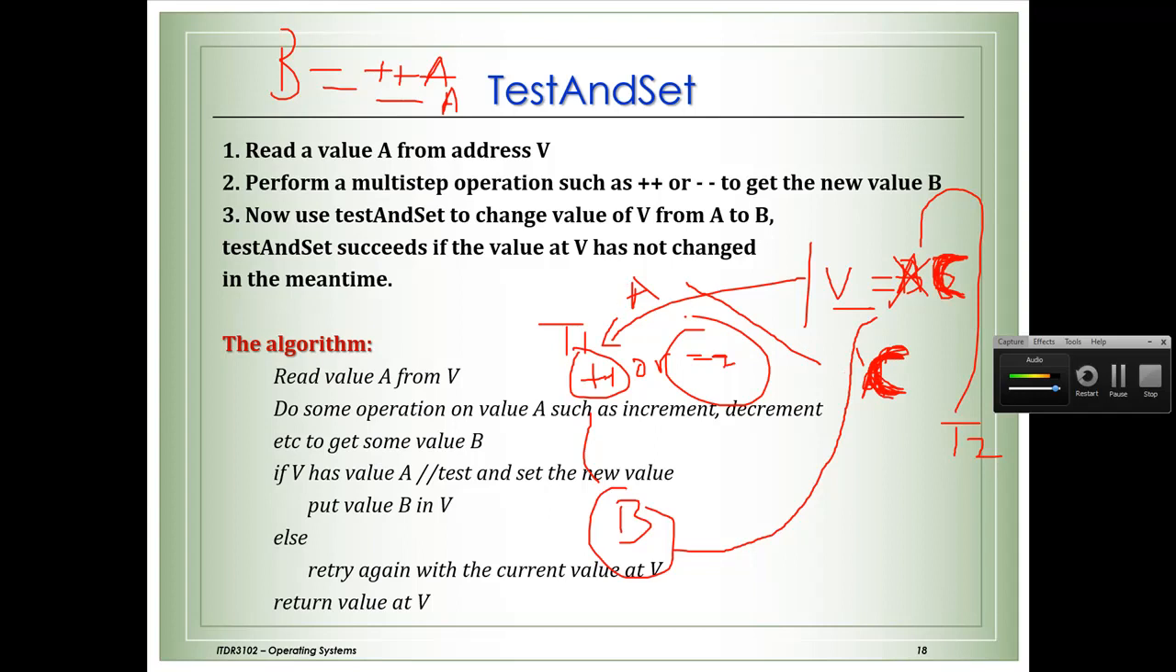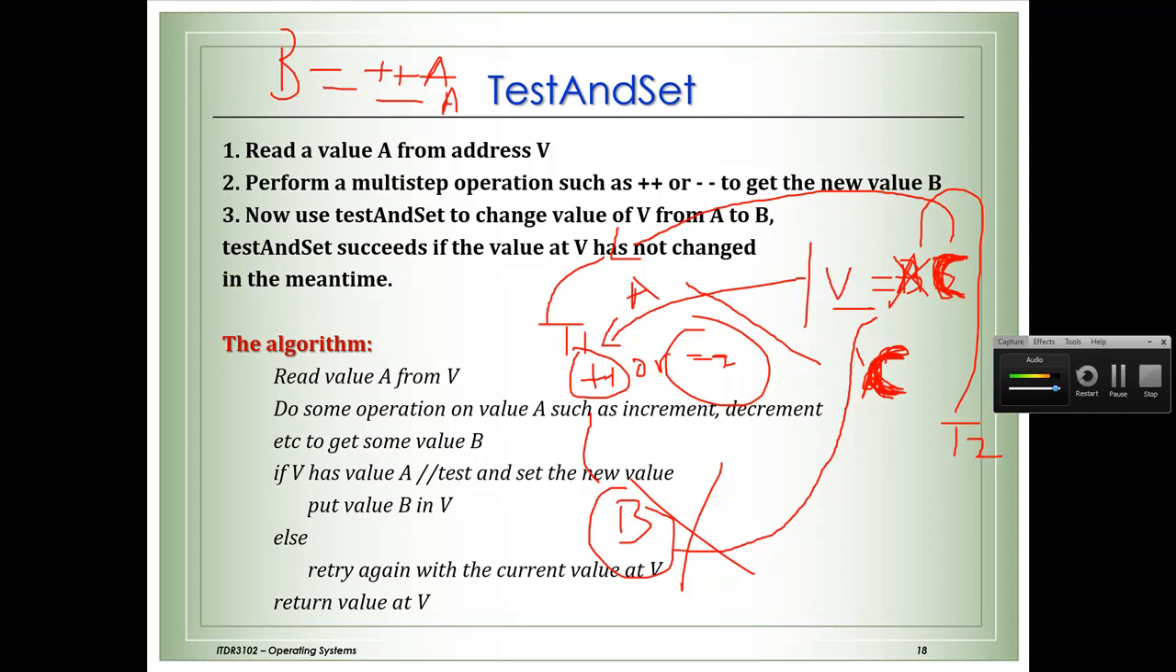Is it the same as its input value? It is not the same. It implies that another thread has changed the value in the location V. So T1 will cancel the operation. It would discard the result B. Then it would read the C and repeat the operation with the new value in the memory location V.